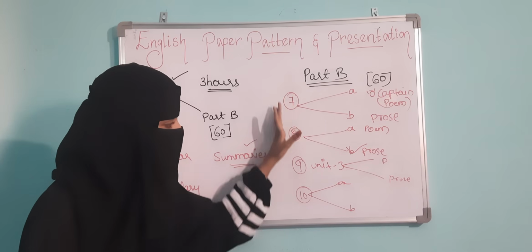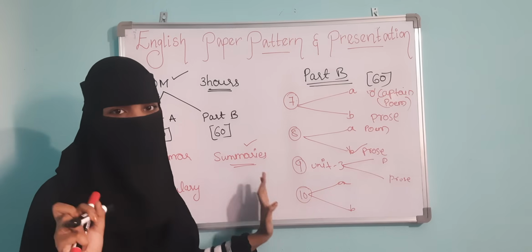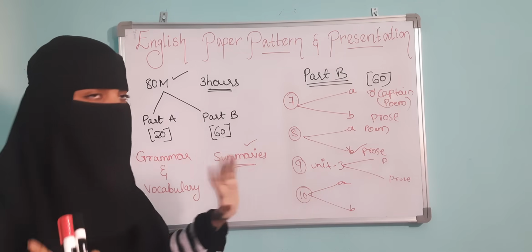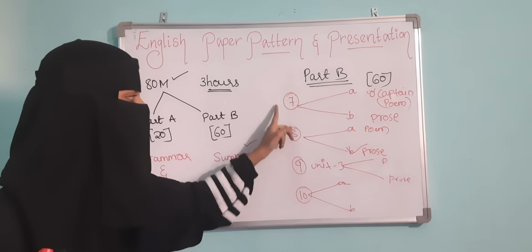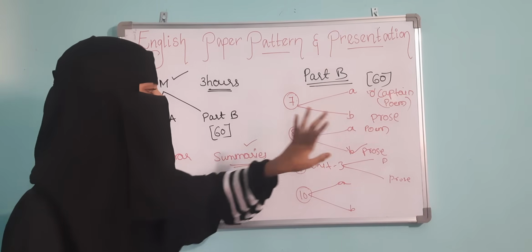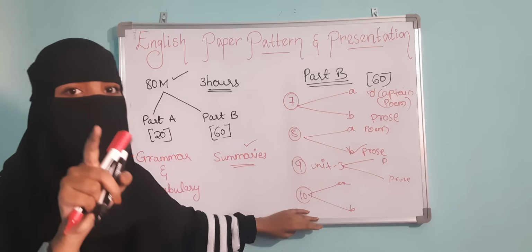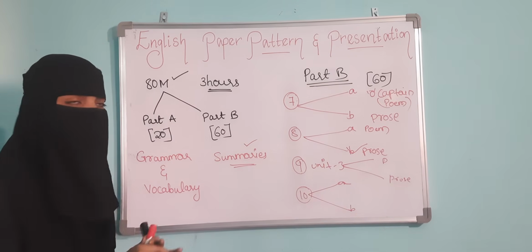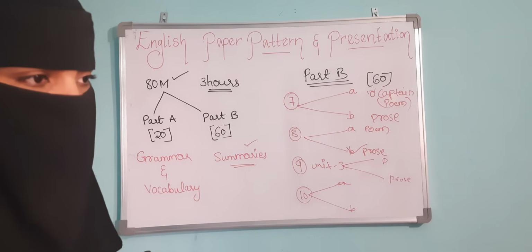The format for the summaries of poem and prose is different, and the format for additional reading is different. How I will be saying you. Getting my point? Part B is completely based on summaries, and they will be asking you like this. 7th from unit number 1, 8th from unit number 2, 9th from unit number 3, and 10th will be on your additional readings. You need to write the summary. So this is the paper pattern marks. 60 plus 20, you are getting 80 marks.